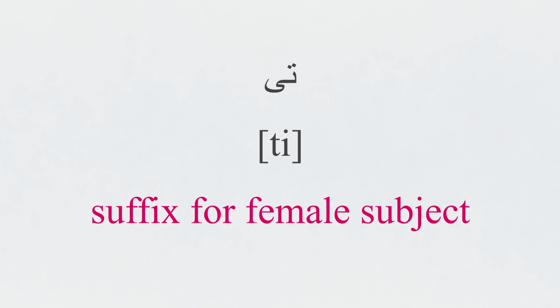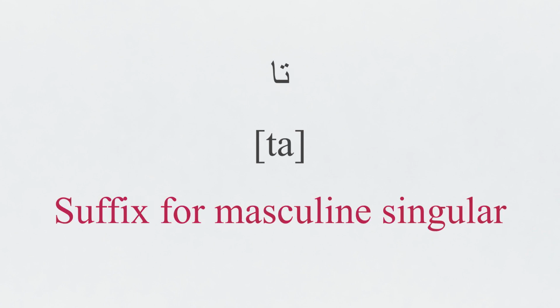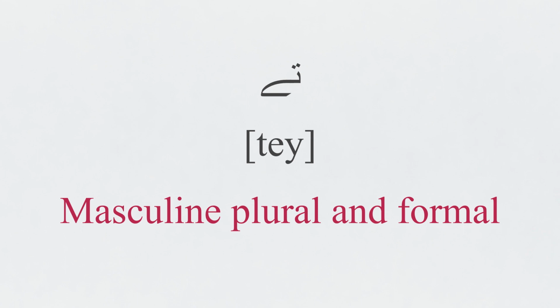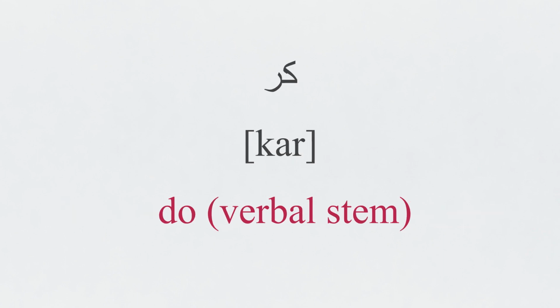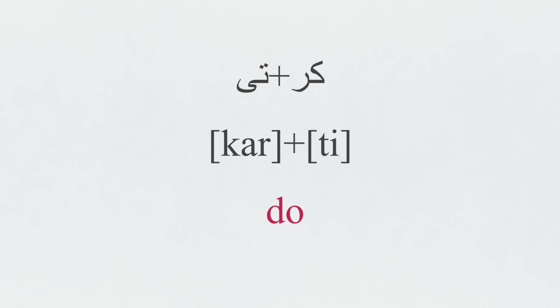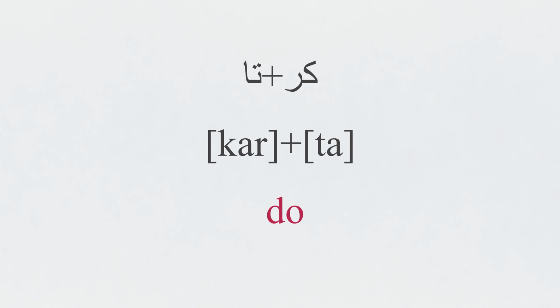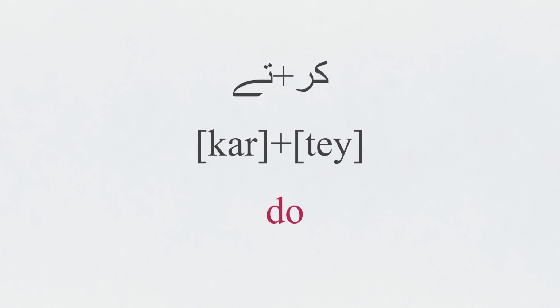Now we're going to put a suffix. As always, in every single tense, in every construction, we put suffixes with the verbal stem. Do you remember the suffixes for the present simple tense? In the past habitual tense, you'll use the same suffixes, which is ti, ta and te. Ti is for feminine singular, ta is for just one man, and te is for many men. Now let's join the suffix with the verbal stem. Karti, karta, karte.